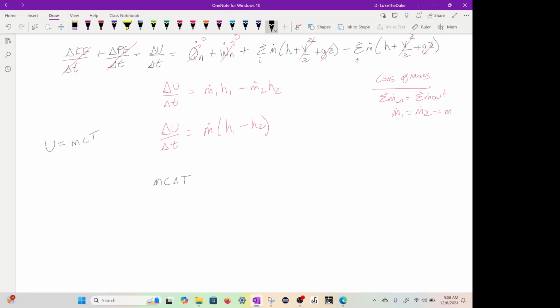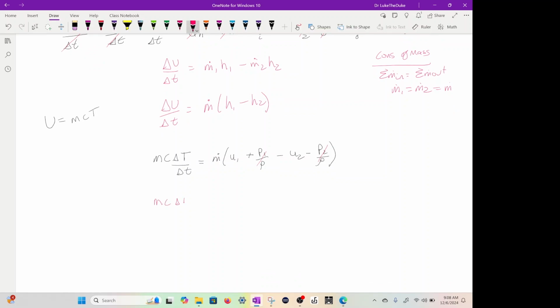Where this C is that value I wrote above, it's like a constant. And then I put the delta in there because it's delta U over delta T equals m dot, and I'm going to write enthalpy out: U1 plus P1 over rho minus U2 minus P2 over rho. I'm going to cancel the pressures because they're the same. We're not pressurizing anything. And so what we have is mc delta T over delta T equals m dot (U1 minus U2).